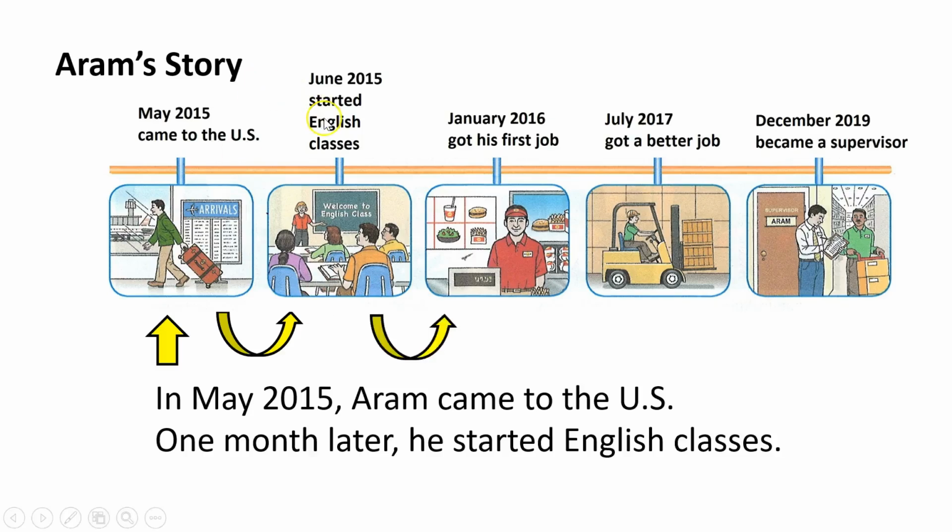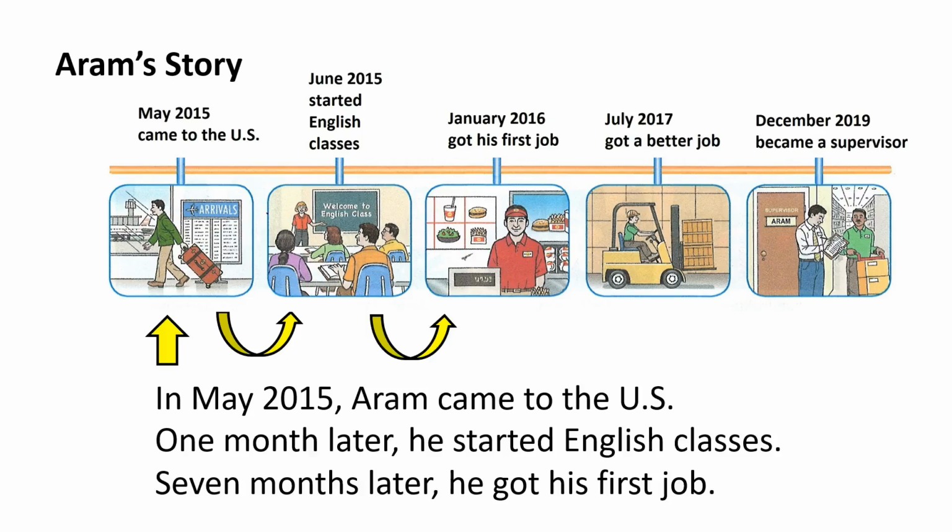If I want to go from this event in June to this event in January, I would count the months. June, July, August, September, October, November, December, January. That's 7 months. 7 months later, he got his first job. So I could continue this story and tell all of the other things that happen with the word later if I want.